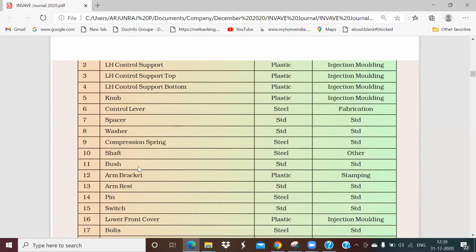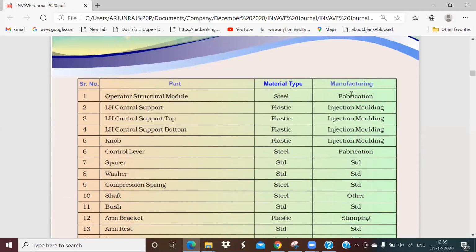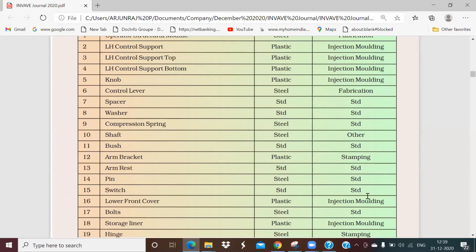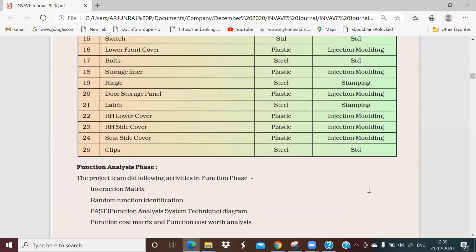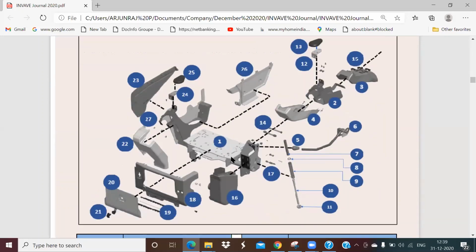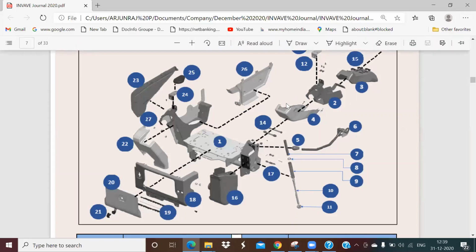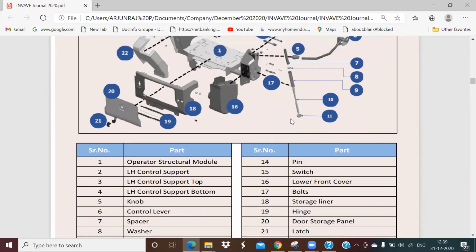They listed down around 25 parts. What is the material being used? What is the manufacturing process? Is it by machining or by fabrication or injection molding or stamping? You have to number the parts. I told you in that video I explained, right? So here they have numbered everything individually. That is for reverse engineering, but even this helps for the regular process as well.